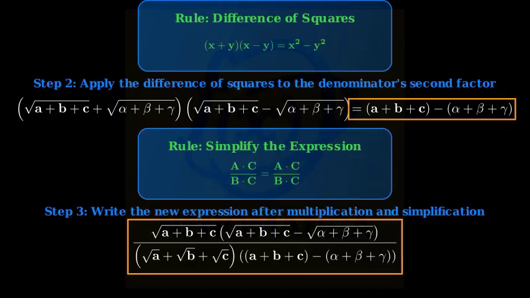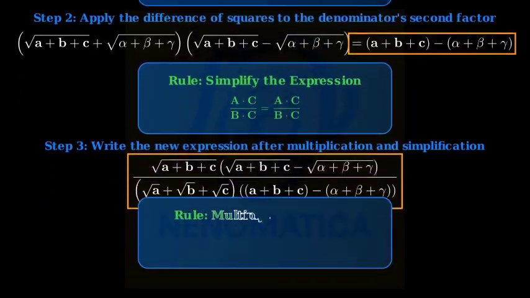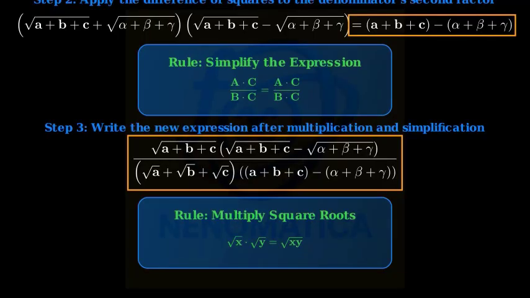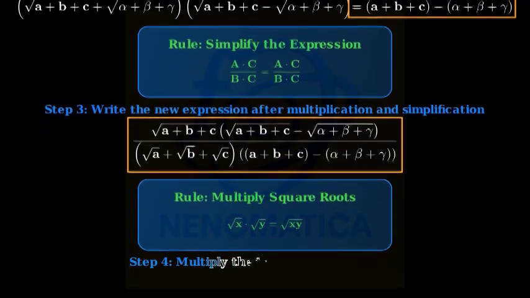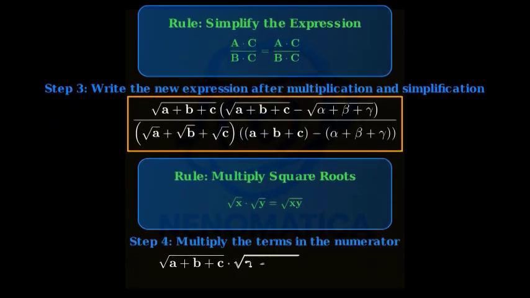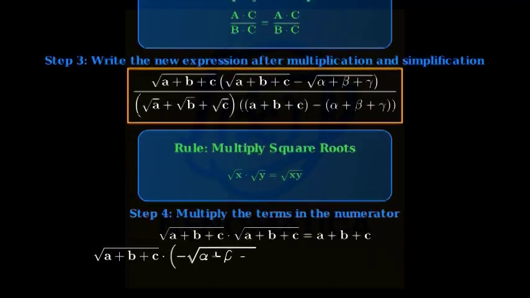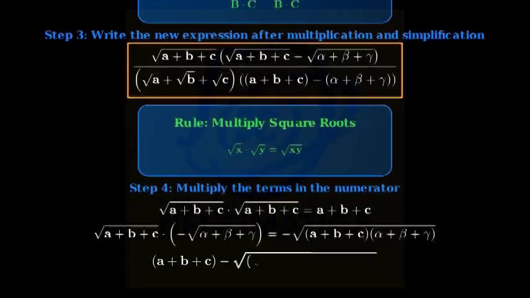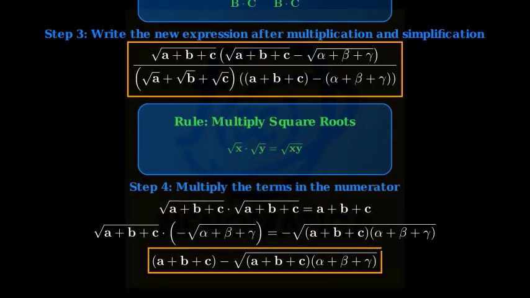Rule box. Multiply square roots. We simplify the numerator by distributing the leading square root. First, multiply the identical roots to get a plus b plus c. Then multiply by the negative root term to get negative square root of the product.